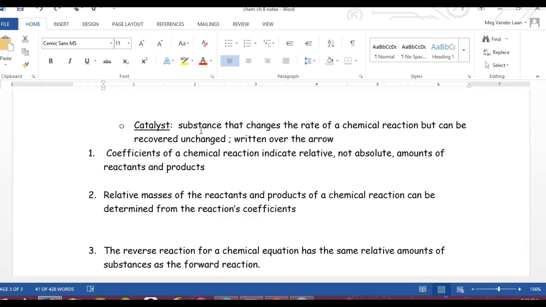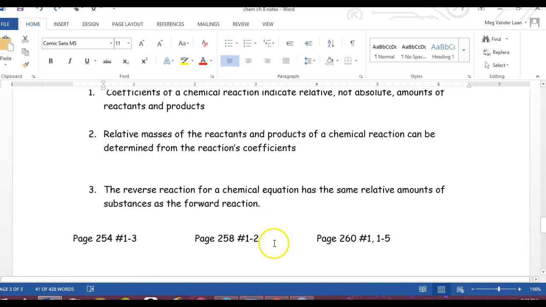Coefficients, those whole numbers that are in front of the formulas, are going to indicate the relative but not absolute amounts of reactants and products. They will show us the relative masses of the reactants and products because we know how much 1 mole of any substance is because of the periodic table. We can just look at it on the periodic table. And the reverse reaction for a chemical equation has the same relative amounts of substances as the forward reaction.